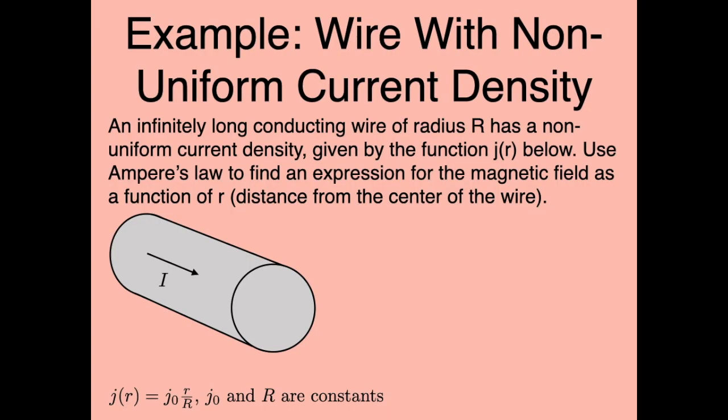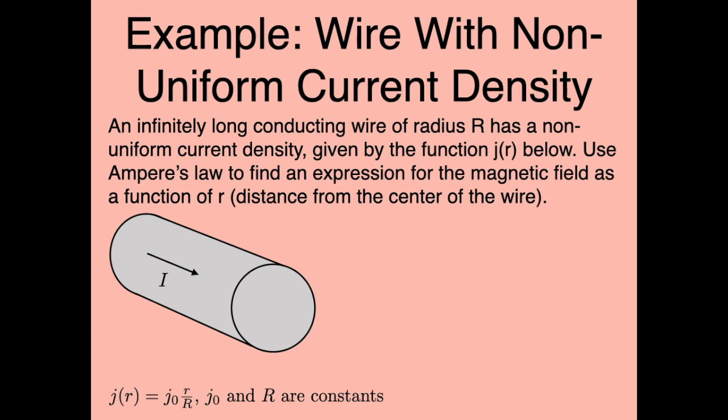Okay, so here's another example. What we have here is a wire with a non-uniform current density. So what you're seeing here in the picture is an infinitely long conducting wire of radius capital R that has a non-uniform current density. So if it's non-uniform, it's not just some kind of number, it's actually a function. It depends on your radius. So J, the current density, is a function of r, and that's given below. So let's look at what it shows us.